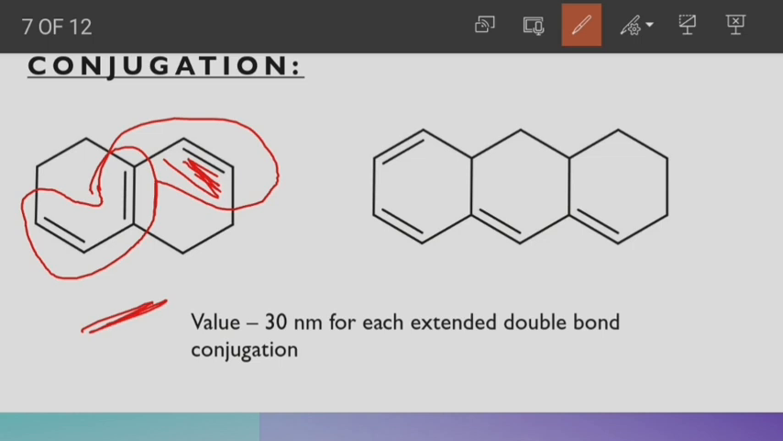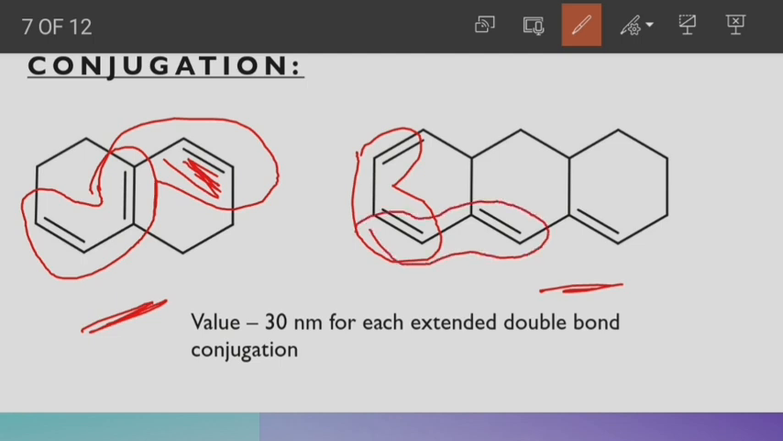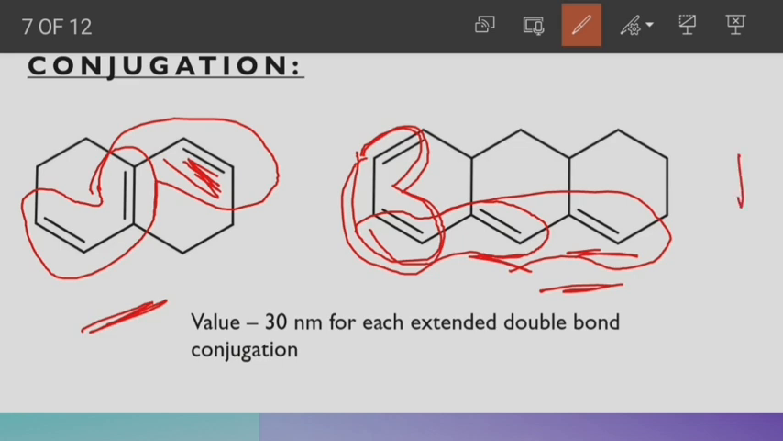And if you look at this structure, this is a homoannular conjugated diene, but this is a heteroannular conjugated diene. So for a higher lambda max value we have to choose the homoannular conjugated diene. You can see there are two double bonds that extended our conjugation. So for this structure we have two double bonds extending conjugation, and the value for this structure is 30 into 2 equal to 60.